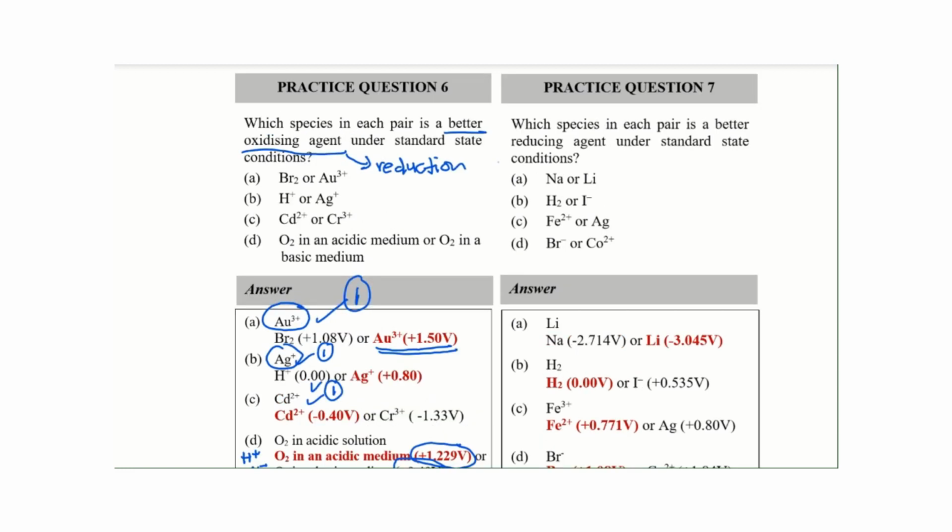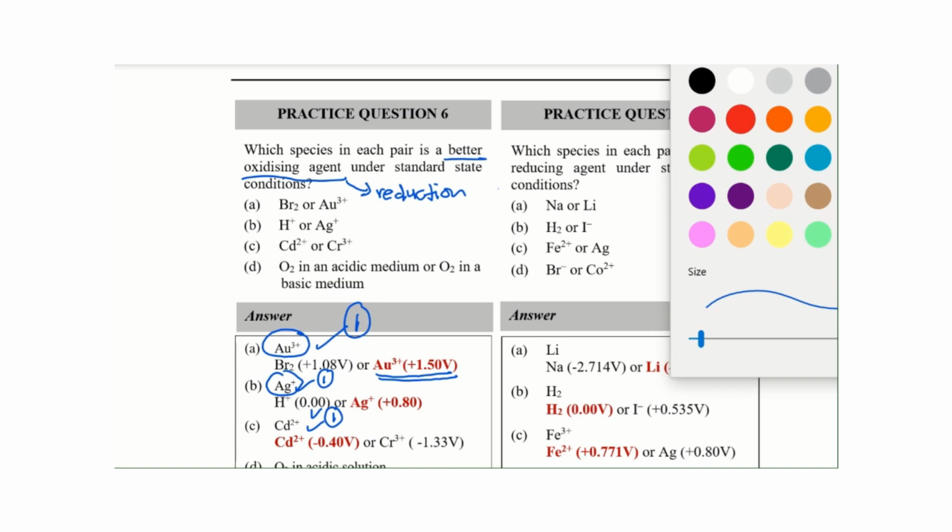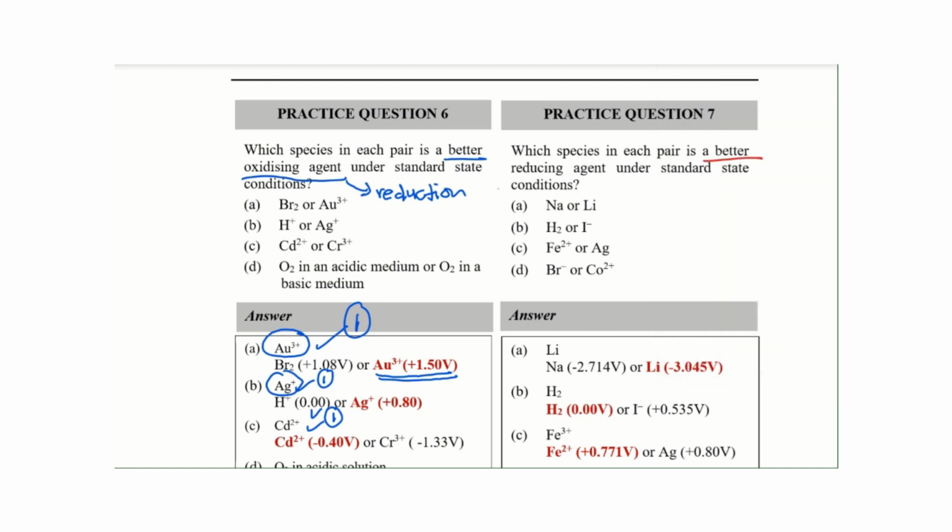Alright, so next, practice question 7. Which species in each pair is a better reducing agent? A better reducing agent means the substance undergoes oxidation.